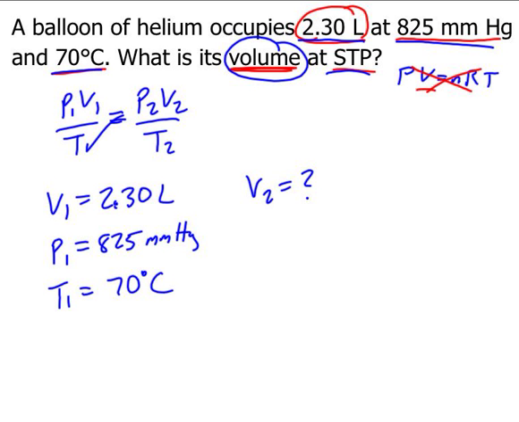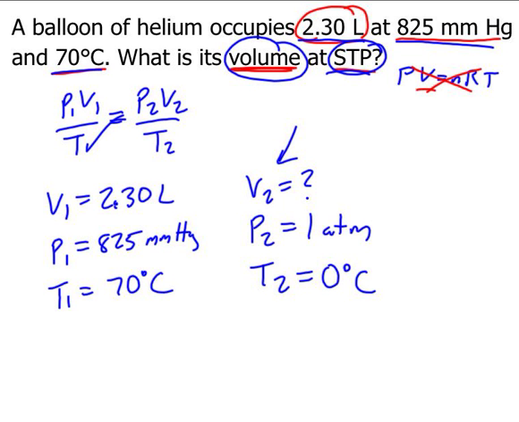Now this is something we just kind of have to know. We use it a lot. Standard temperature and pressure: the pressure is 1 atmosphere, and the temperature is, strangely enough, 0 degrees Celsius. Anytime you see STP, that is what it's referring to. So basically, we know everything except V2.